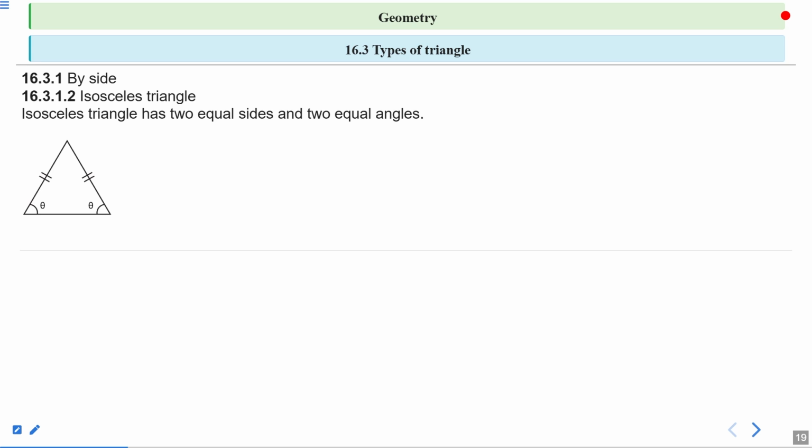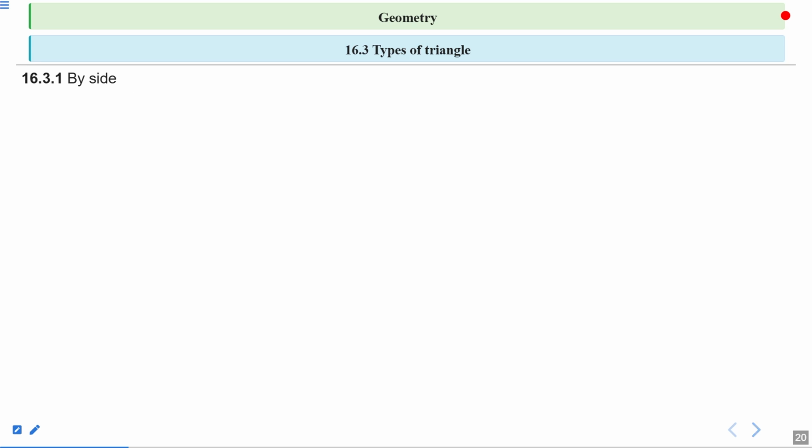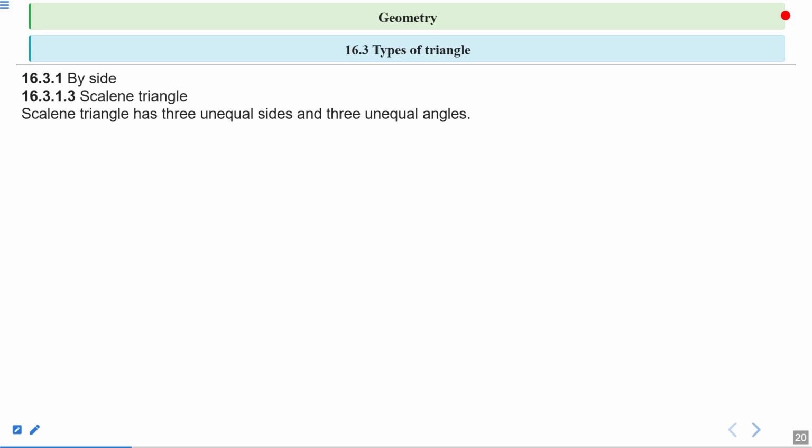Next one, on the basis of side, is the scalene triangle. A scalene triangle has three unequal sides and three unequal angles. This is the diagram of a scalene triangle. All sides are different in length, and so all angles will be different.